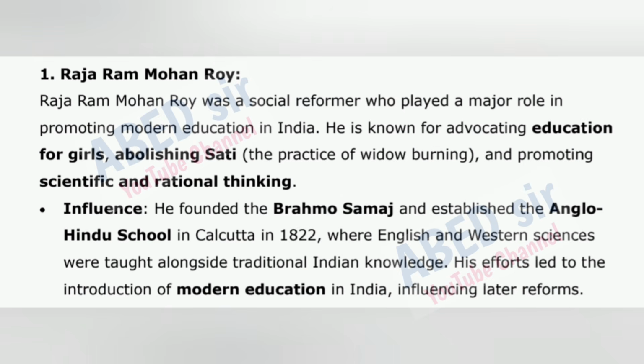1. Raja Ram Mohan Roy. Raja Ram Mohan Roy was a social reformer who played a major role in promoting modern education in India. He is known for advocating education for girls, abolishing sati, the practice of widow burning, and promoting scientific and rational thinking. Influence: he founded the Brahmo Samaj and established the Anglo-Hindu School in Calcutta in 1822, where English and Western sciences were taught alongside traditional Indian knowledge. His efforts led to the introduction of modern education in India, influencing later reforms.